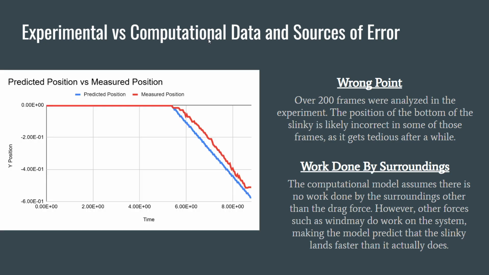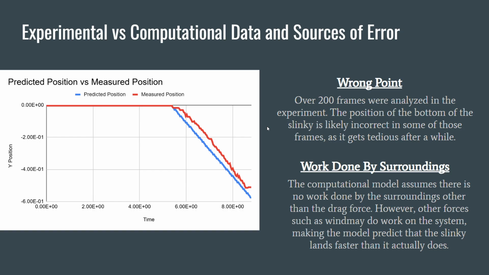So here's graphing the two. The predicted position says that it should fall faster than it actually did, and here's some reasons why. So the point could be wrong at each frame, and that's because over 200 frames were analyzed in the experiment. The position of the bottom of the Slinky is likely incorrect in some of those frames, as it gets tedious after a while. And work done by the surroundings.